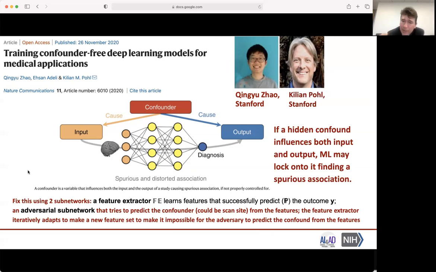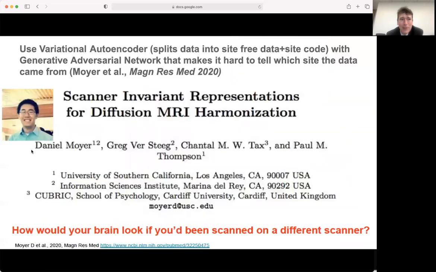And this type of adversarial learning approach can iteratively adapt the feature set to make it impossible for the adversary to predict the confound from the features. In other words, it's eliminated information about the confound from the features.